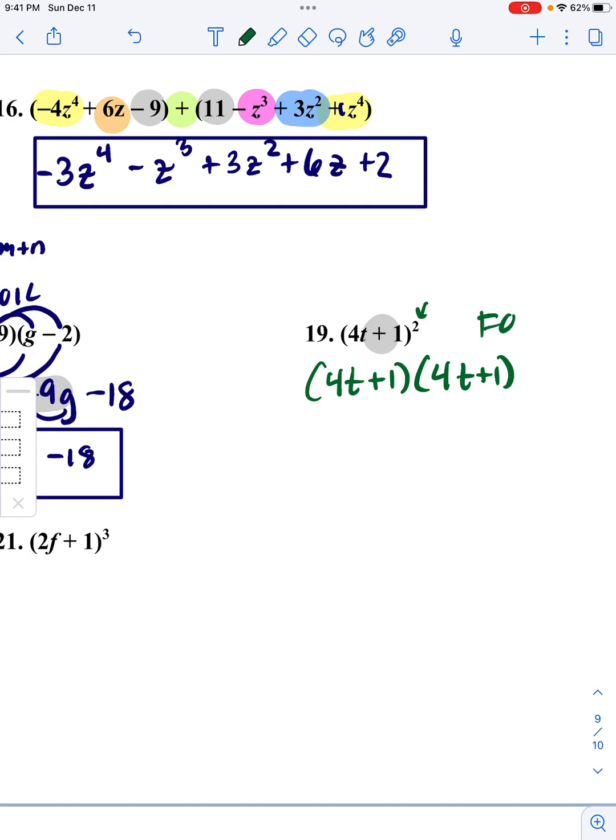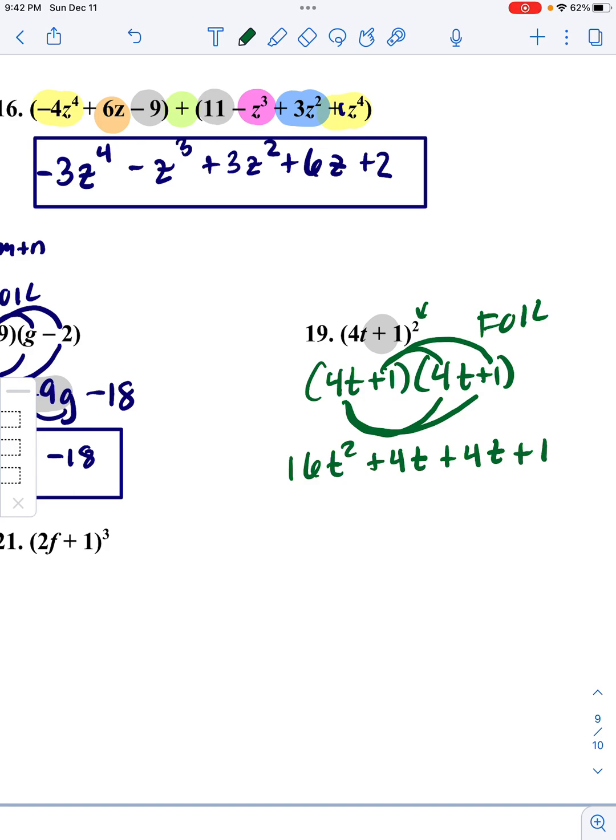And then I have to FOIL. So 4t times 4t is 16t squared. 4t times 1 is 4t. On the inside, that 1 times 4t is also 4t, and then 1 times 1 is just 1.